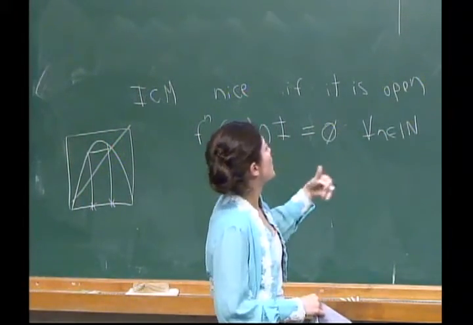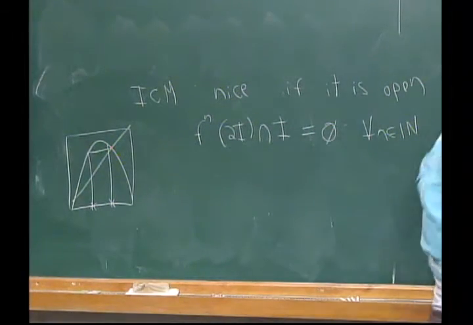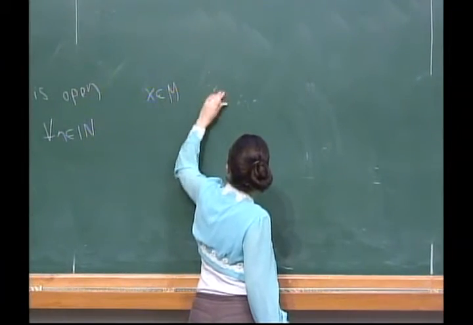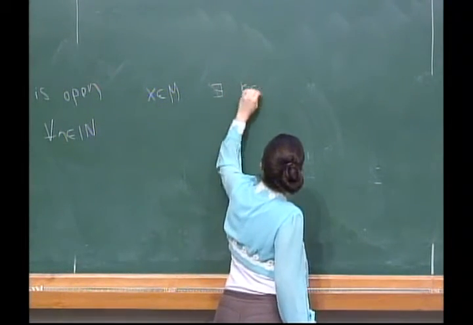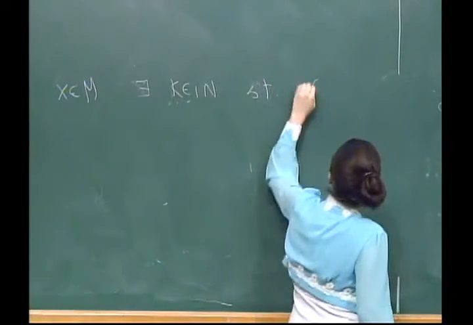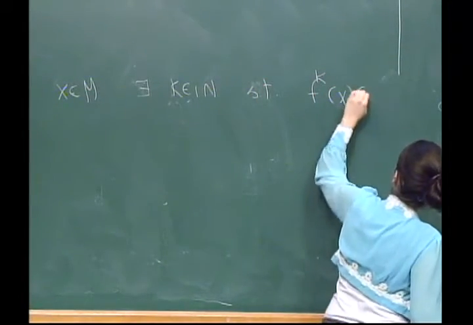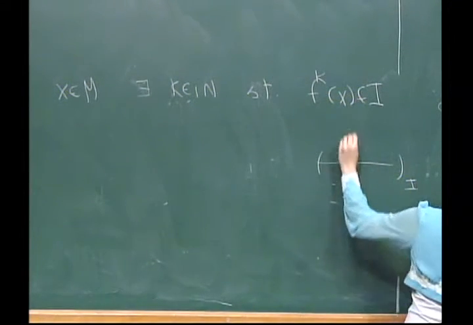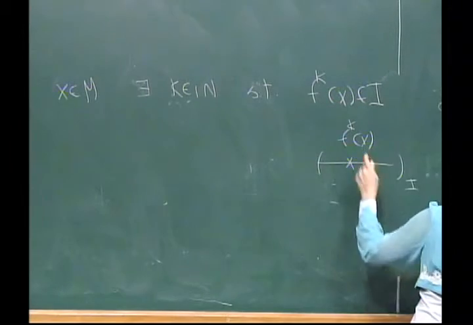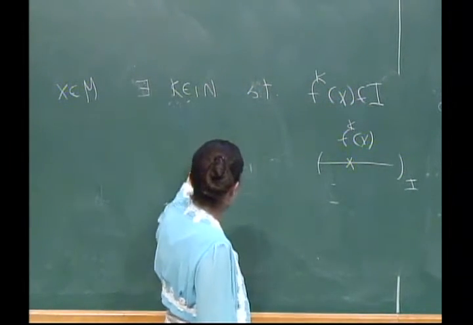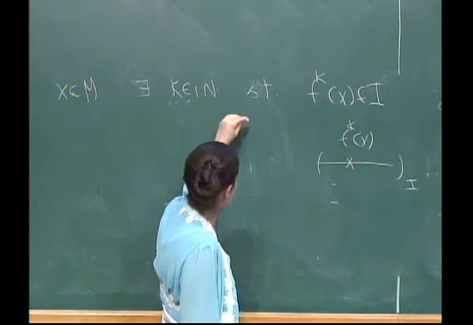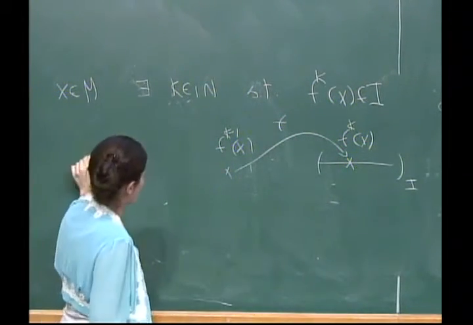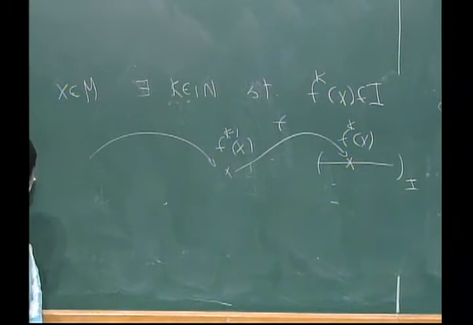And I'm going to define the first return map to an interval. So take a point x in my space and assume that there exists some k such that the iterate f^k of x lies in my interval I. So there's an interval here, I have f^k of x, and consider the full orbit, so this f^(k-1) of x is somewhere, that goes here under f, and things happen, no? And then you have x here.